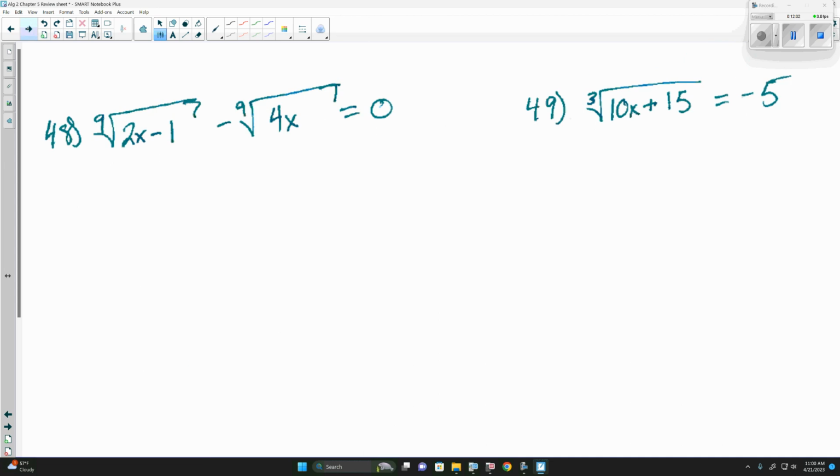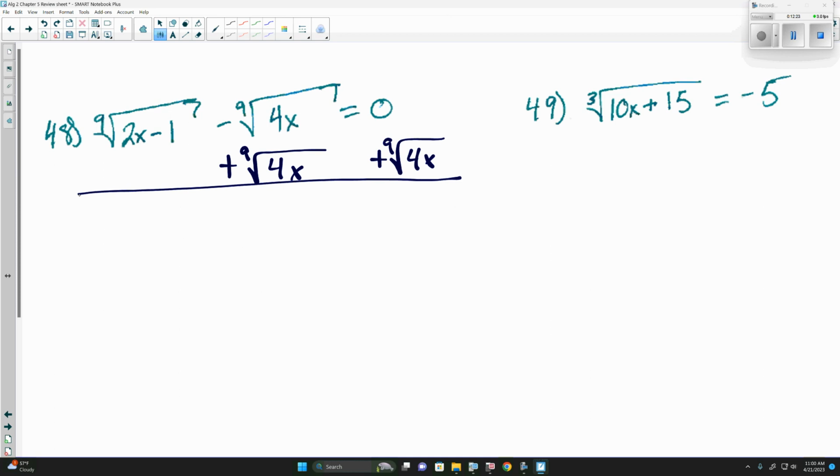Questions on 48 or 49? Either one of these here that we want to look at. 48. Now, since we do have 2 radicals, we need to even them out. So what we can do is add this one here, guys, to both sides. Now what that'll tell us is that we have the 9th root of 2x minus 1 is equal to the 9th root of 4x.